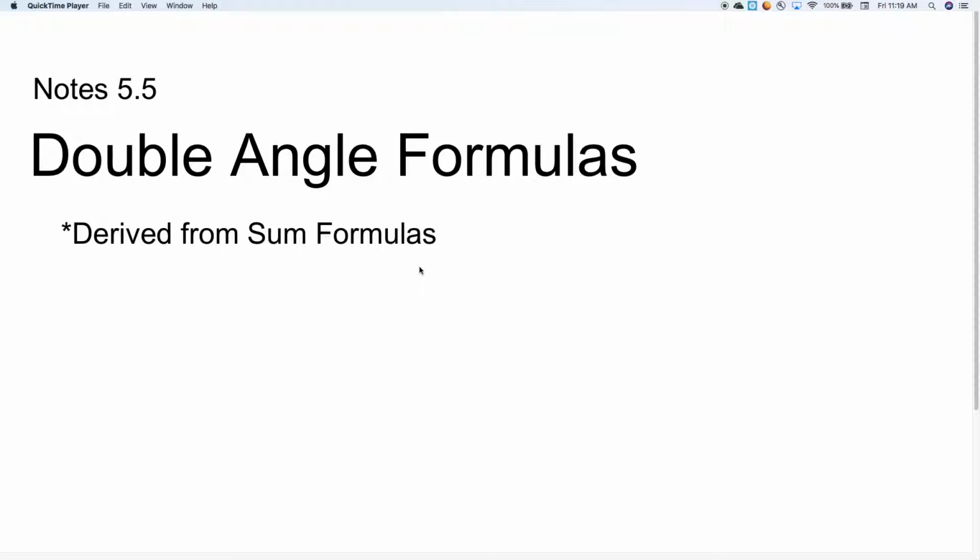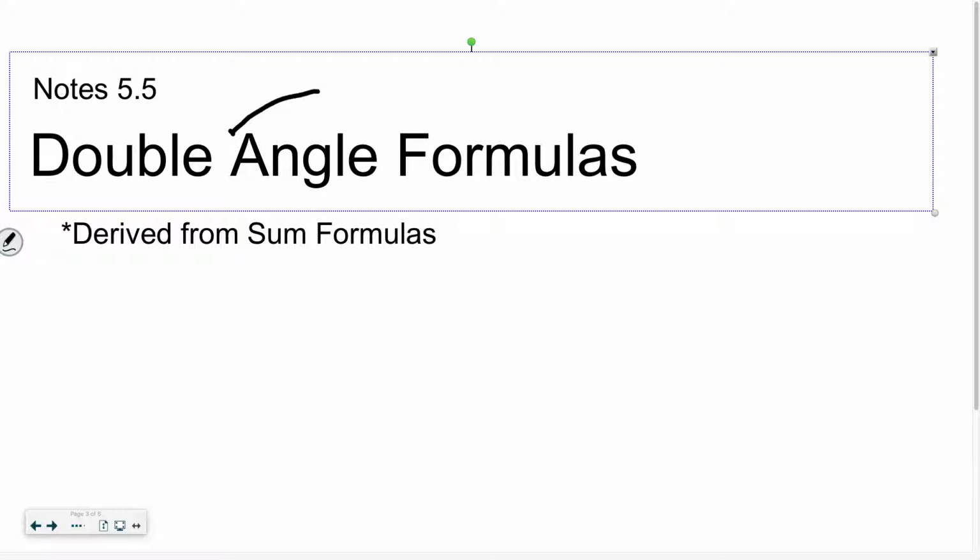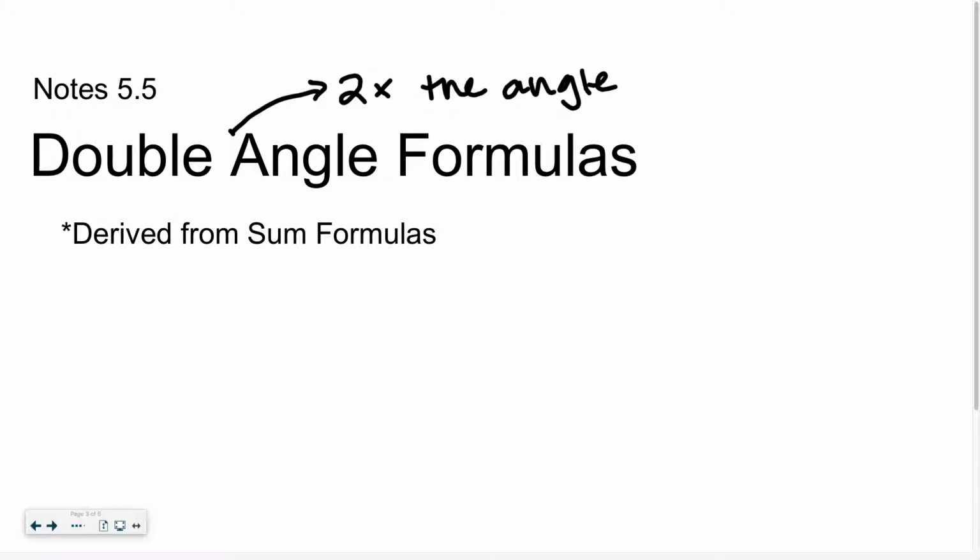Now, the reason they're called double angle formulas is because you're going to double the angle, so it's 2 times the angle. And because we're doing 2 times the angle, that means we can actually derive these formulas for the double angle from our sum formulas. Because when you double something, it's like you take something and add it to itself, right? So I'm going to show you how I derive the formulas. You won't need to actually derive the formulas. You'll need to be able to identify and use the formulas.